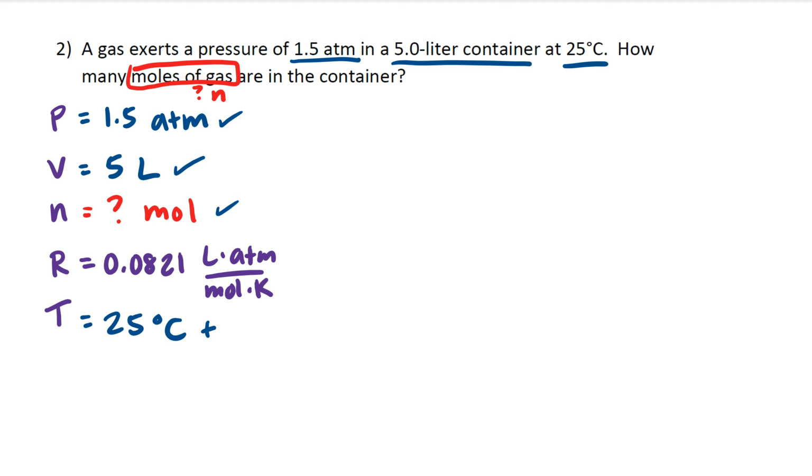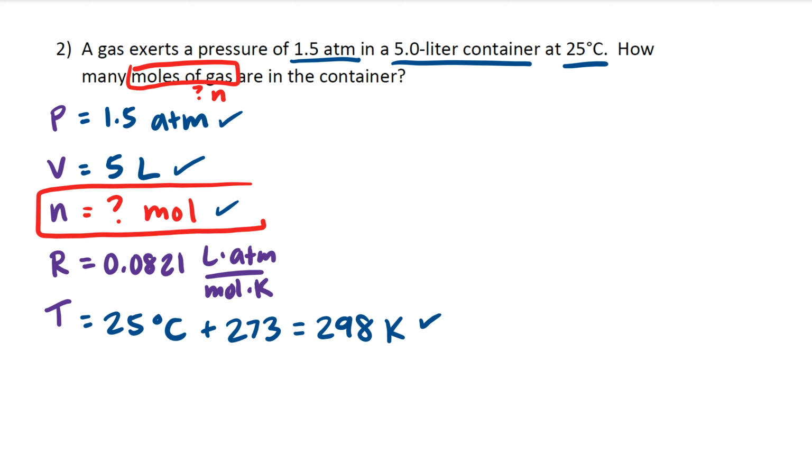Remember that we're going to add 273 to our degrees Celsius to convert into Kelvin. So this gas has a temperature of 298 Kelvin. Now we are good for our unit. And we're just going to box what we're solving for. Our final answer should be in moles or the variable N.